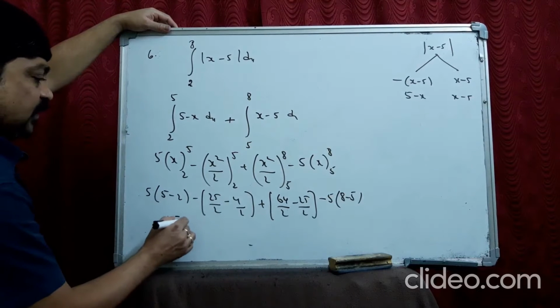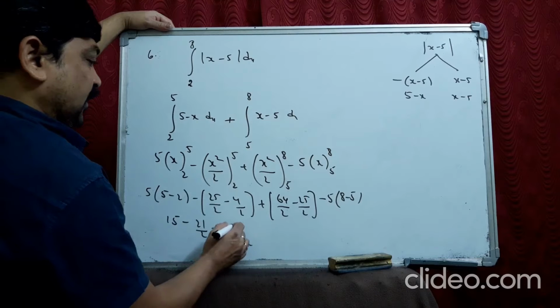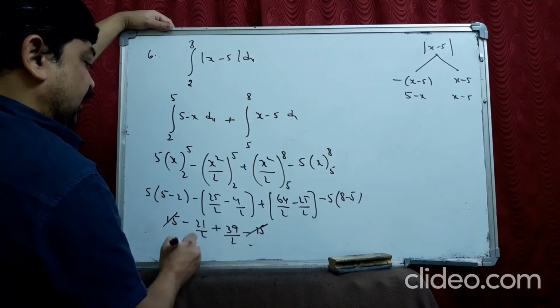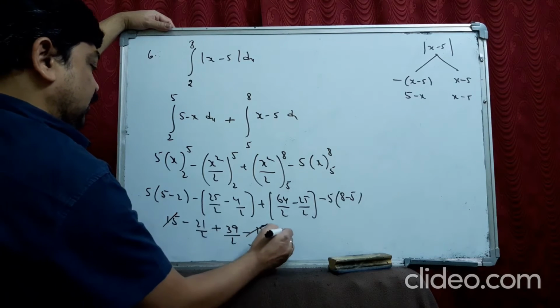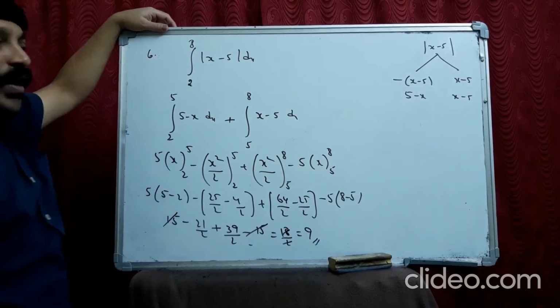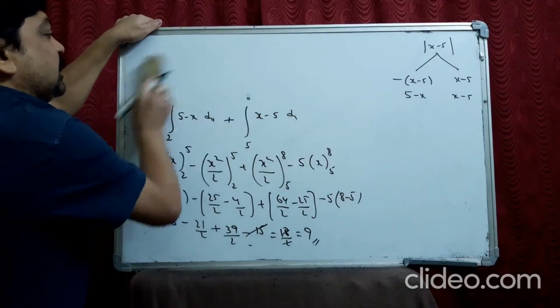5 threes are 15 minus 21 by 2. 64 minus 25 is 39, so 39 by 2, minus 5 threes are 15. 15 and 15 get cancelled. 39 minus 21 is 18 by 2. It is 9. Okay. See the seventh question.